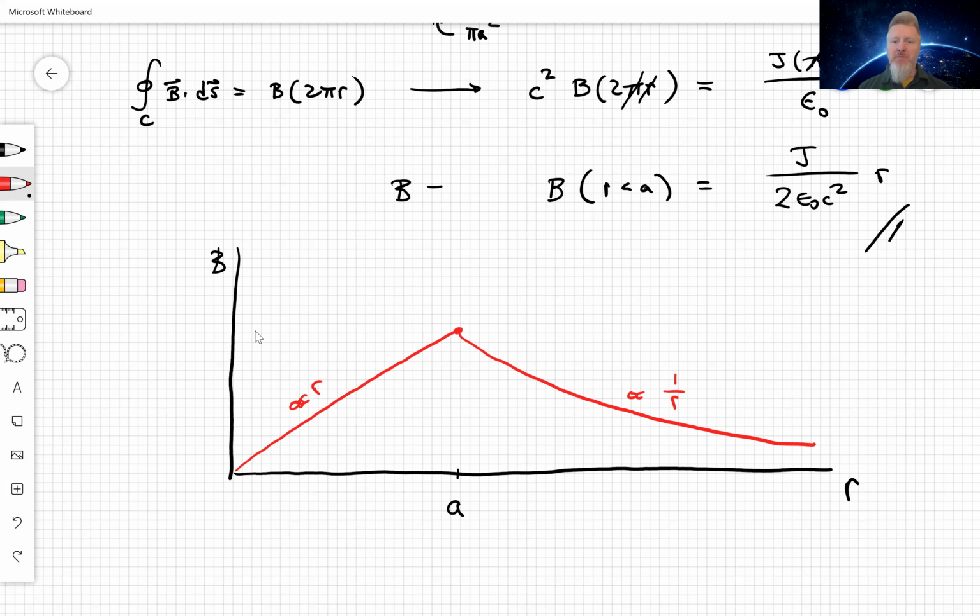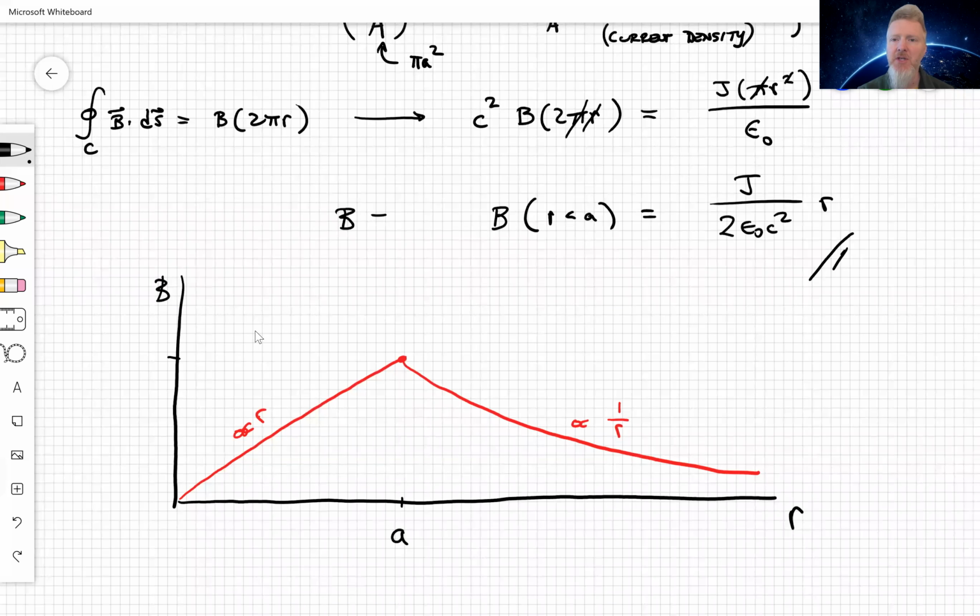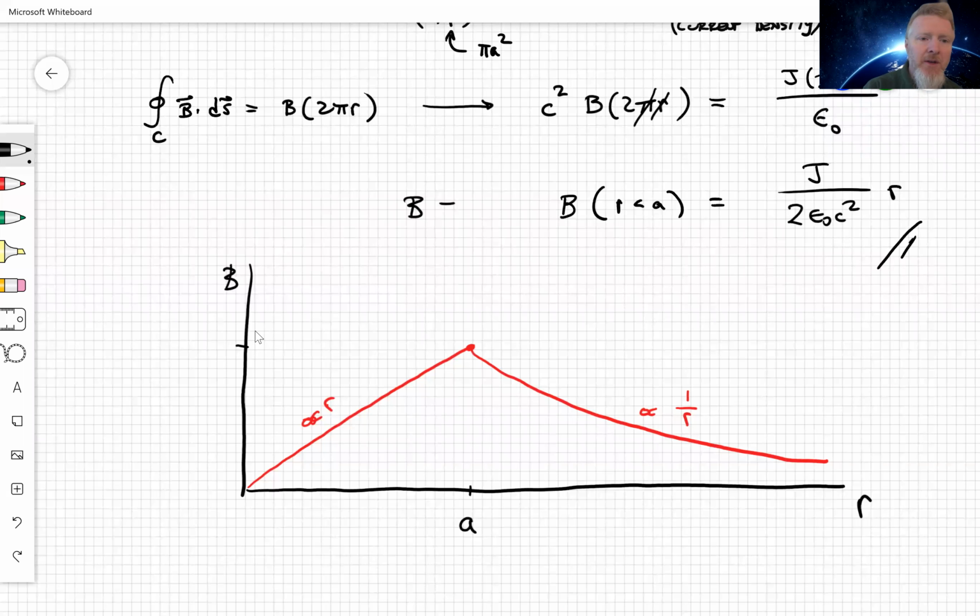So do the values match at the boundary? There's a question. So what's our value of the field out here at the boundary? Well, according to this, it should be J a over 2 epsilon naught c squared.